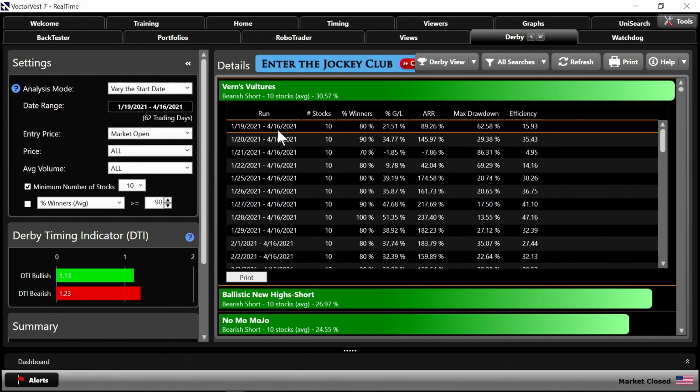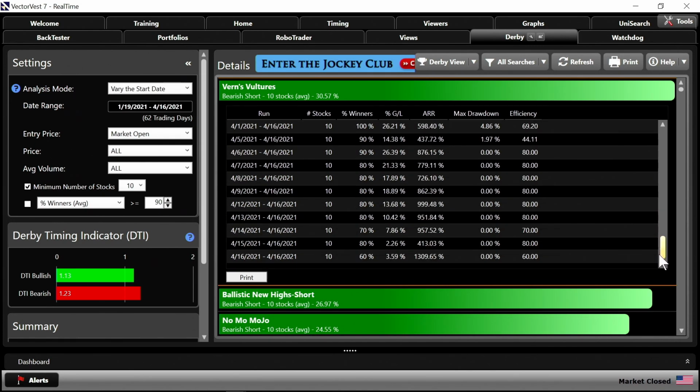So from 1/19 to 4/16, 10 stocks, 8 out of 10 went up, 21% return on investment, okay, or gain loss. That's the most important thing, because ultimately that's how we're going to be picking the numbers. We also do provide some max drawdown efficiency numbers, those kinds of things. But you'll see the next test went from 1/20 to 4/16, 1/21 to 4/16, 1/22 to 4/16, all the way down to the most recent time frame, which is just the morning, right? We're using market open, so the morning to the close. And this strategy was up 3.59%, okay?